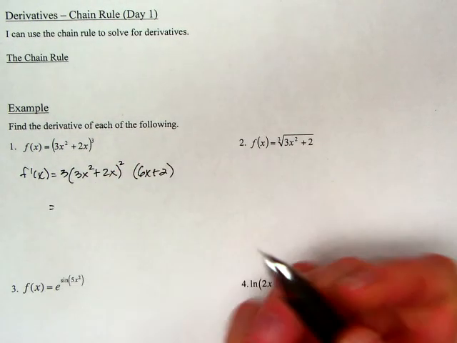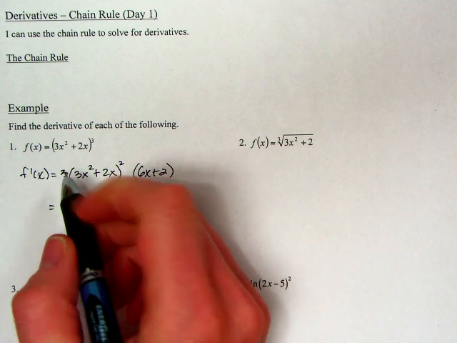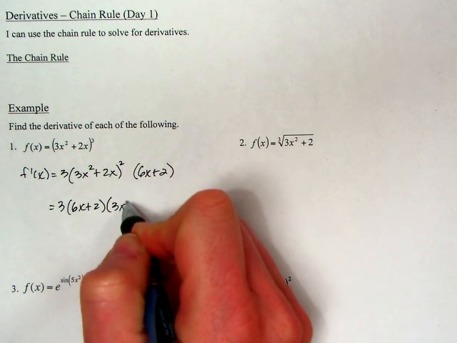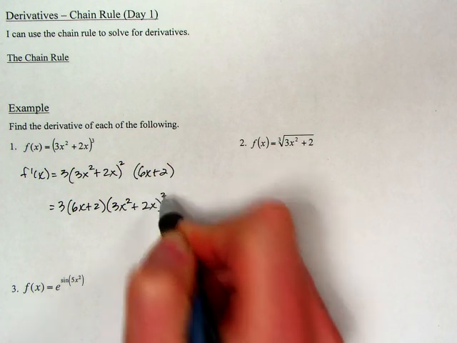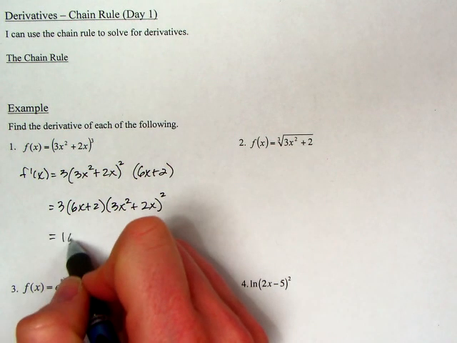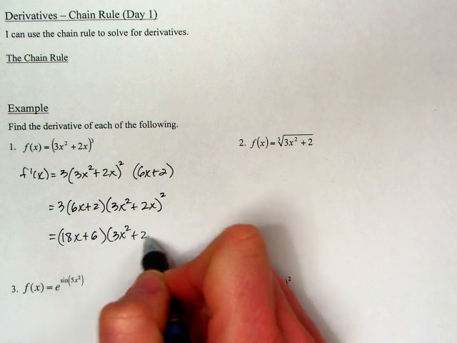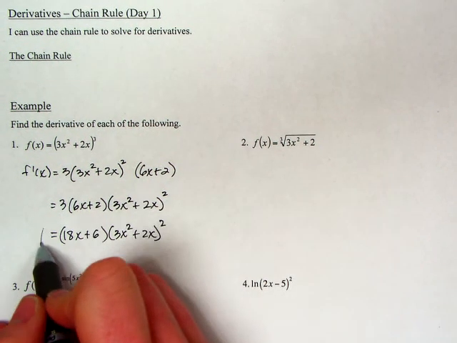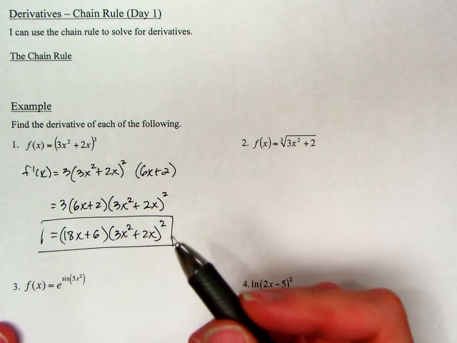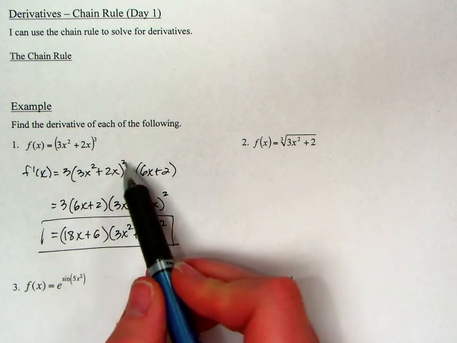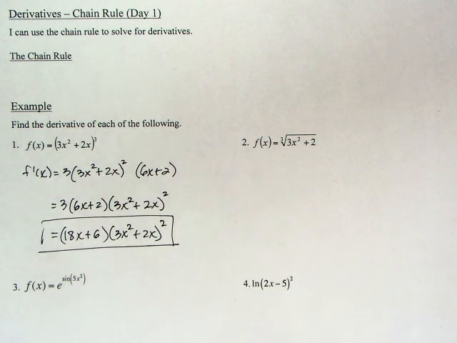You can clean it up a little bit. I could put the 3 and the 6x plus 2 in front. We typically like to do that. Put the things with powers at the end. And I could distribute this, so I could end up with 18x plus 6, and then 3x squared plus 2x to the second. So the chain rule, not much different than the power rule. In fact, it's the same thing. It's the power rule just on bigger stuff. So you pull the power in front, you -1, and then you have to do the derivative of what's inside.